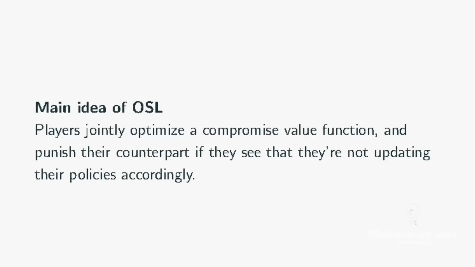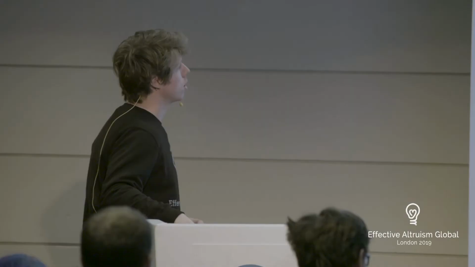So incidentally, this was an example of a so-called sequential social dilemma that was proposed a couple years ago. But this is just to make things more concrete. But the main idea of open source learning is as follows. So the players will be jointly optimizing some kind of compromise value function rather than trying to optimize their individual value functions, and punish their counterpart if they see that they're not updating their policies accordingly.